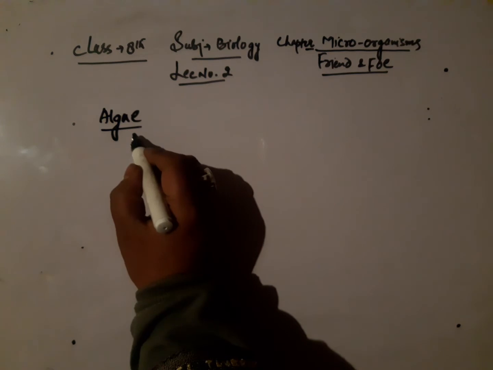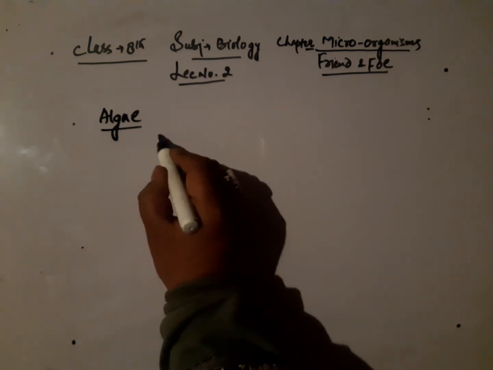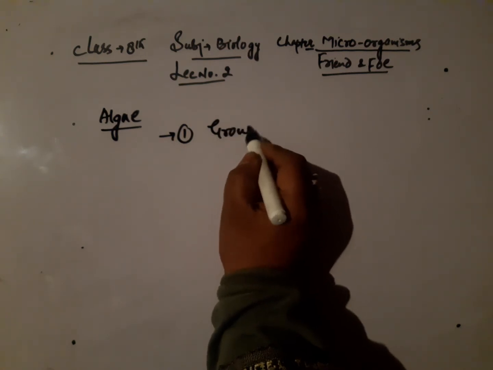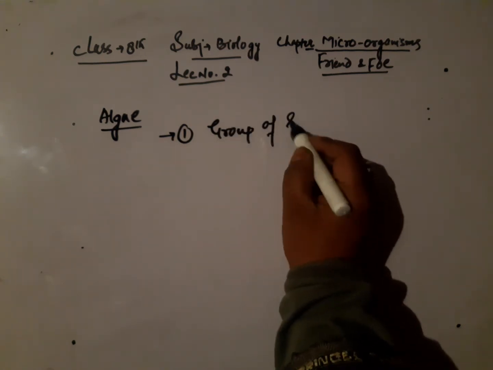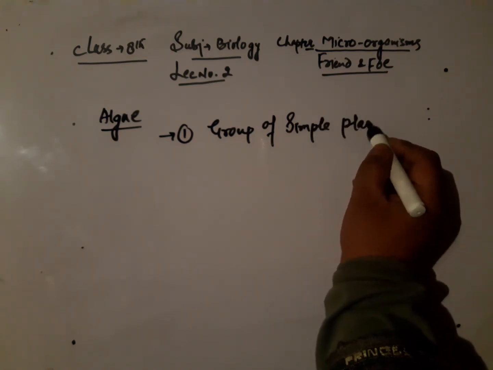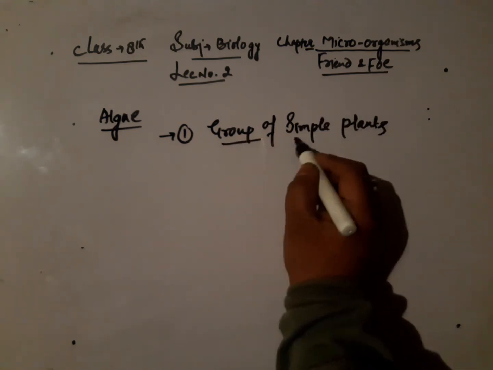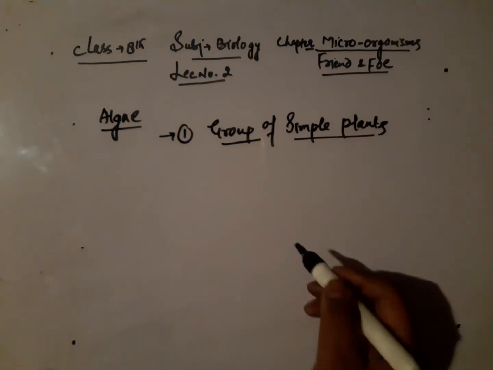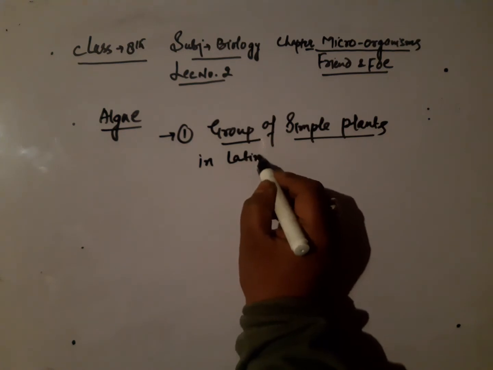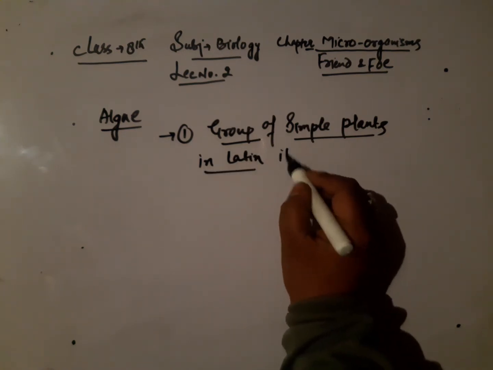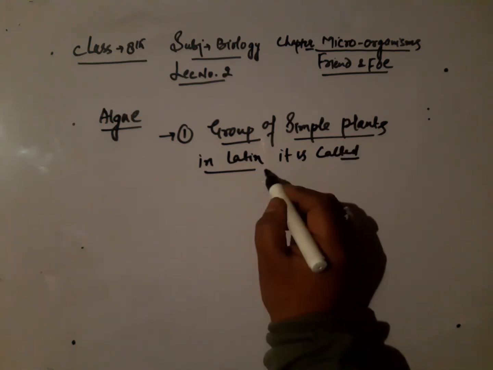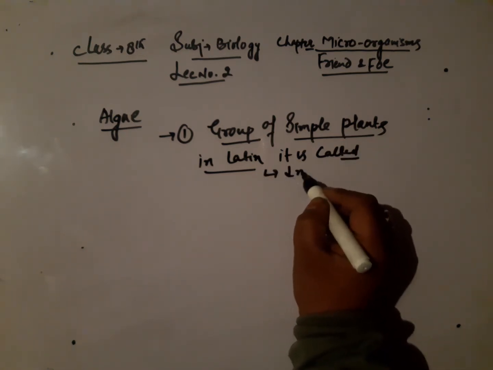What are algae? Algae is a group of simple plants. Number one point, it's a group of simple plants. And in Latin, it is called, or we can say it means seaweed.